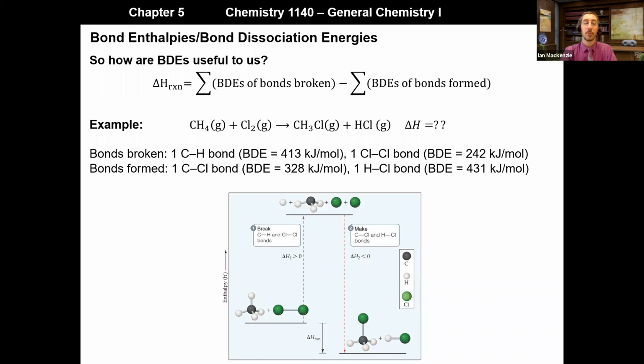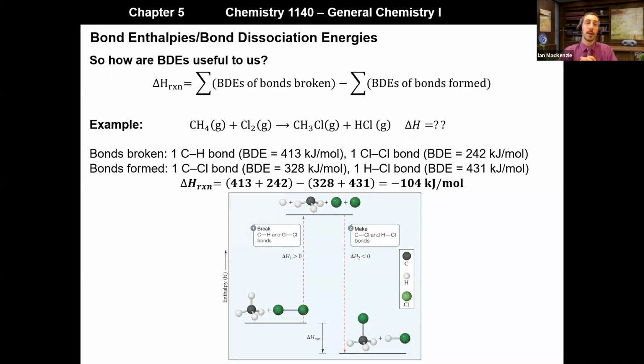And you can see the bonds formed. We have the BDEs of those as well. The CCl bond is 328 kilojoules per mole. The HCl bond is 431 kilojoules per mole. So we simply plug that into the equation. Bonds broken, 413 plus 242, minus bonds formed, 328 plus 431. And we come out with an enthalpy of reaction of negative 104 kilojoules per mole.